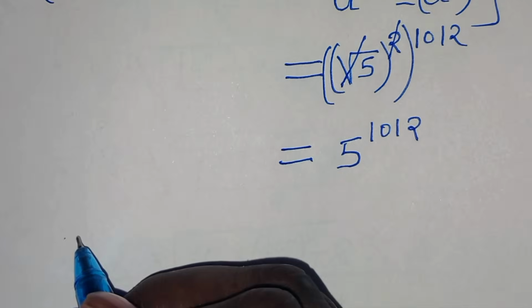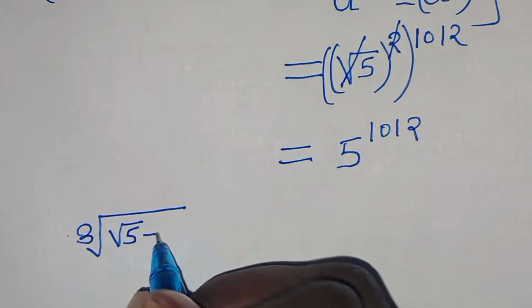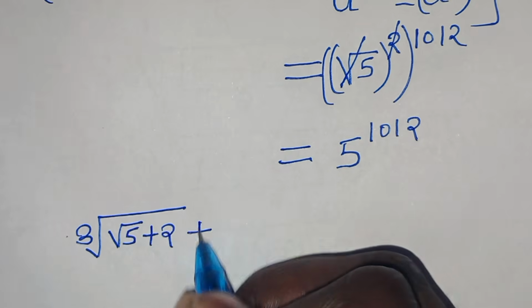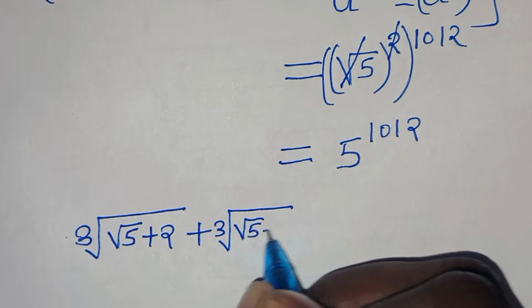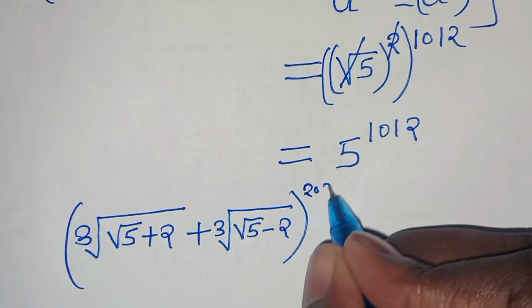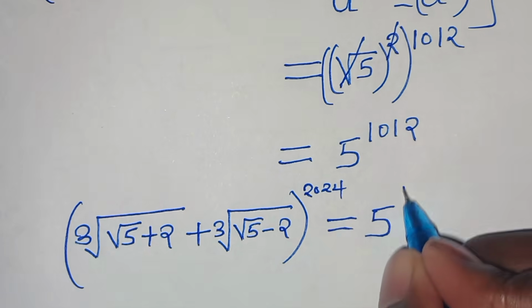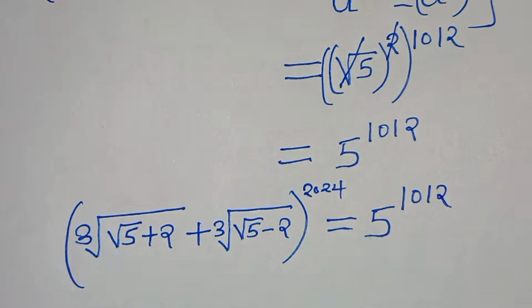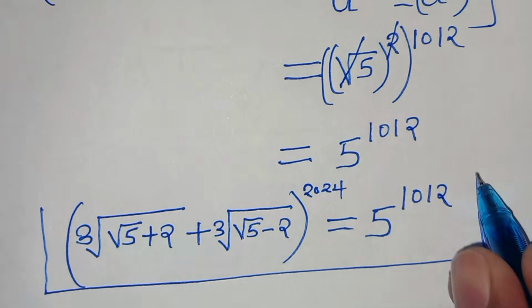Therefore, we have that the cube root of root 5 plus 2, then plus the cube root of root 5 minus 2, raised to the power of 24, is equal to 5 raised to the power of 12. And this is the solution to this math problem.